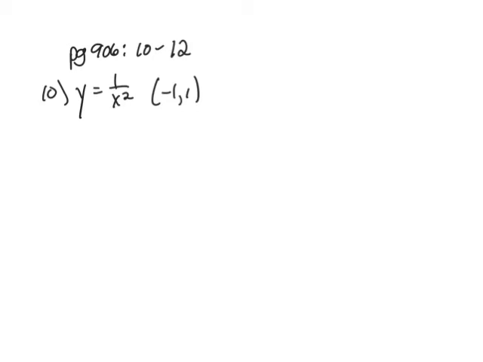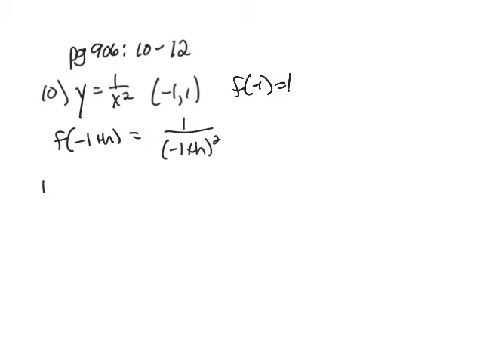Number 10, y equals 1 over x squared, and you're evaluating that at -1, 1. That means f of -1 is equal to 1, and we have to find f of -1 plus h. So I substitute that in, and there really isn't much more to the substitution. You just put in -1 plus h squared. So I'm just going to put that in the limit.